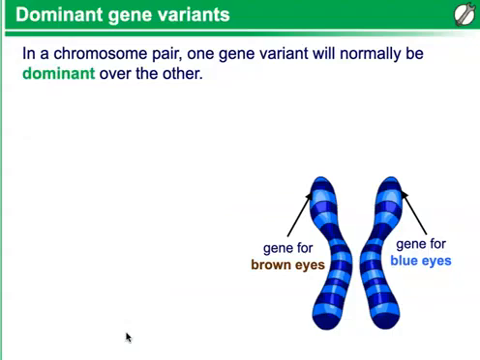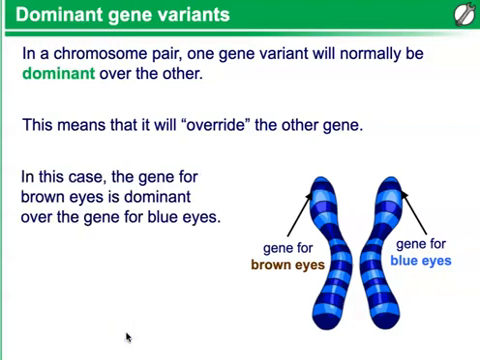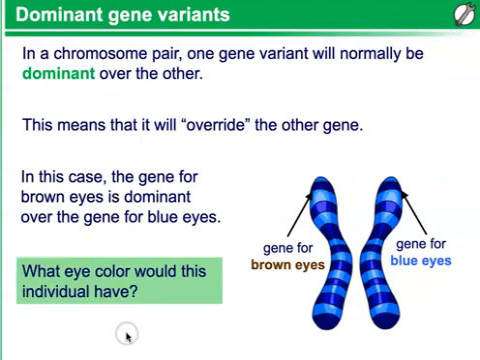In a chromosome pair, one gene variant will normally be dominant over the other. This means that it will override the other gene. In this case, the gene for brown eyes is dominant over the gene for blue eyes. So what eye color would this individual end up with? In this case, the individual is carrying the brown eye dominant allele, meaning that they would have brown eyes.